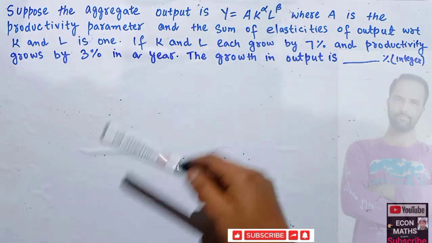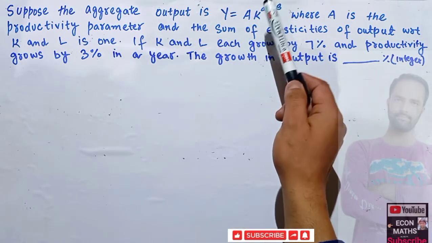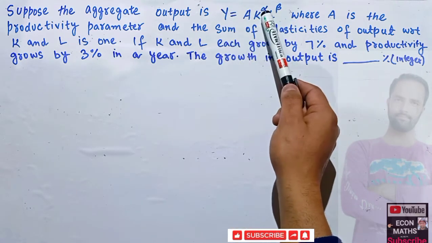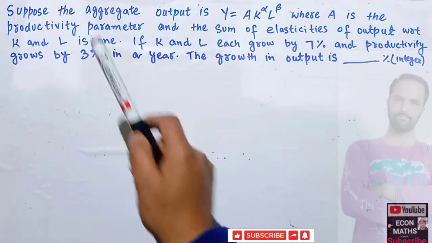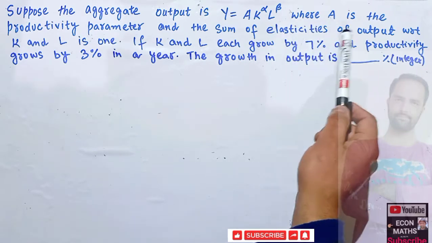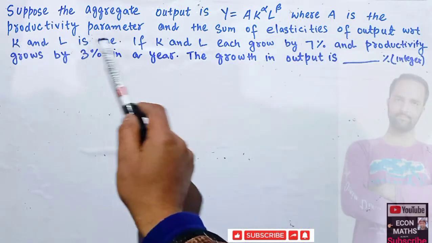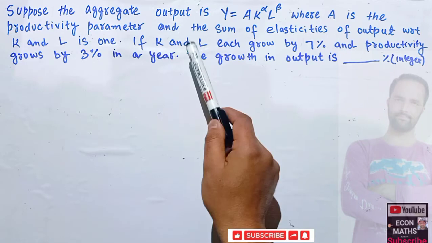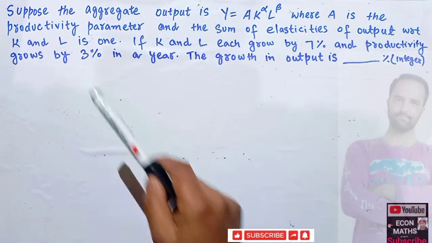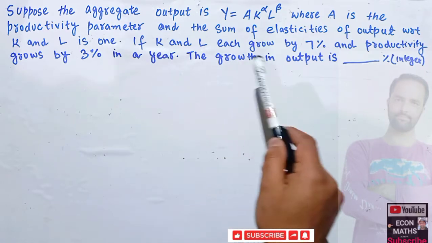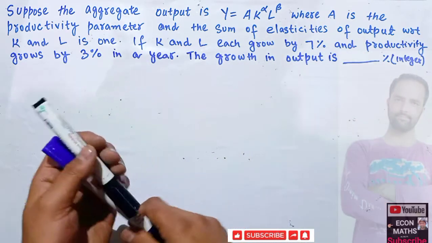Alpha and beta are the output elasticities with respect to capital and labor here, where A is the productivity parameter and the sum of the elasticities of output with respect to capital and labor is 1. If K and L each grow by 7% and productivity grows by 3% in a year, the growth in output is, so we have to find out the growth rate in the output.